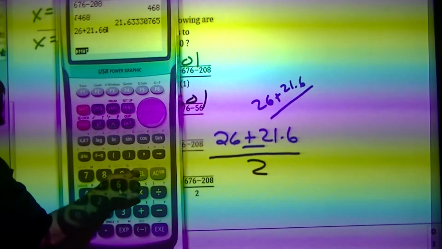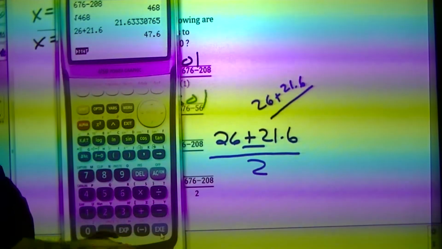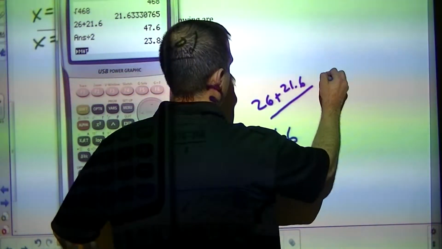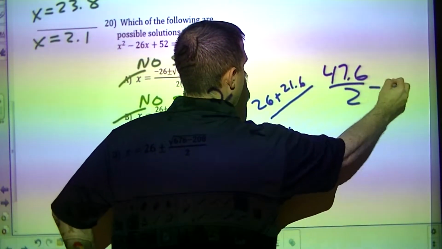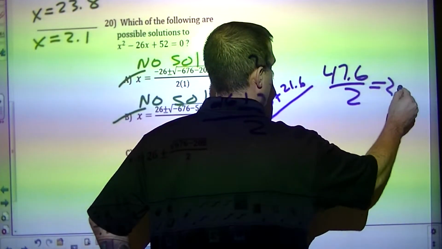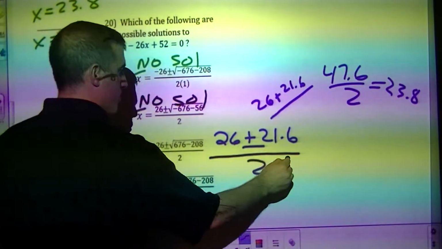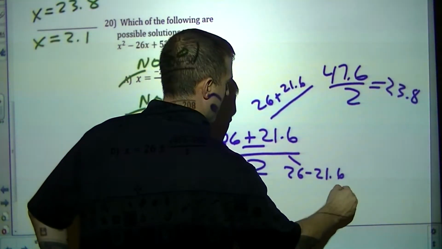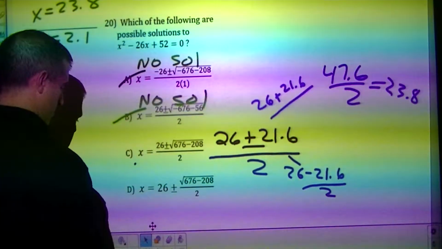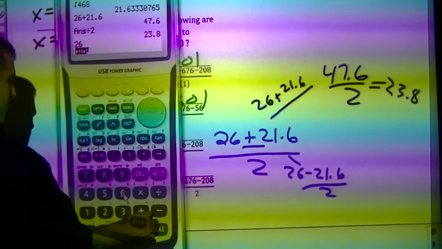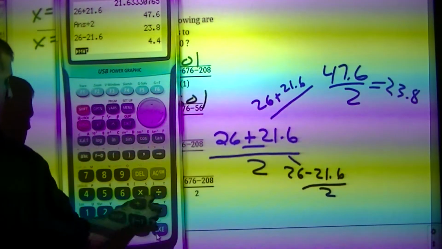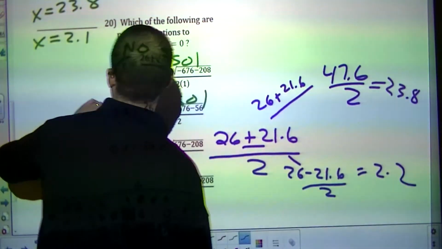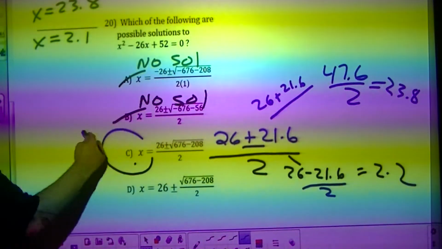Oops, too many of those. I added them, and now I'm going to divide by 2. So 47.6 divided by 2, it gave me 23.8. Now I'm going to do 26 minus 21.6, and then I'm going to divide that by 2. So 26 minus 21.6, and dividing it by 2, I get 2.2 for my other answer. And if you notice, that's about what I had, so that will be my answer for that.